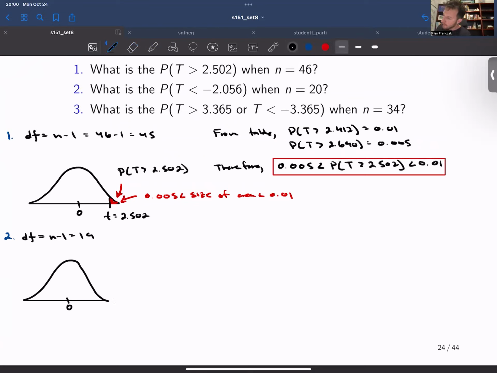All right, now I have negative 2.056. So what I want is this portion here. Okay, so how do I figure this out? Right, so this here is the probability t is less than negative 2.056. So this is the probability t is less than.